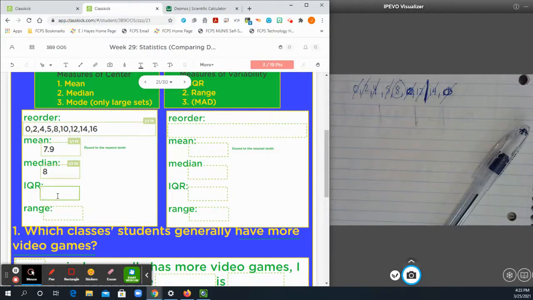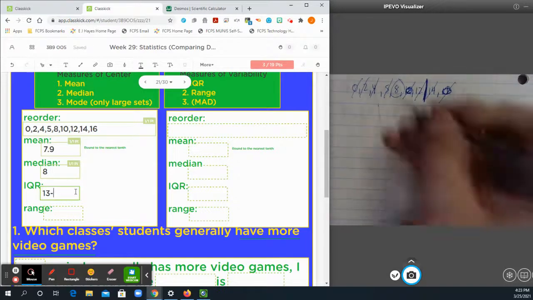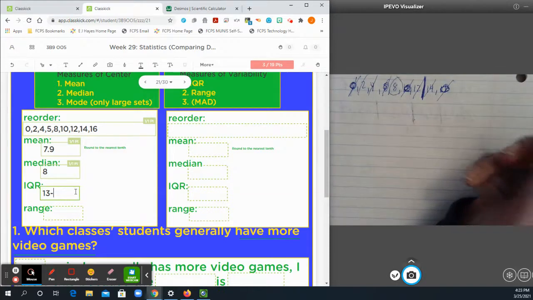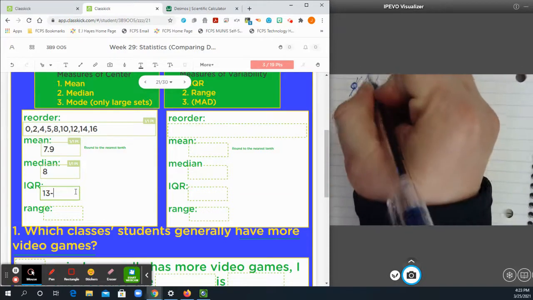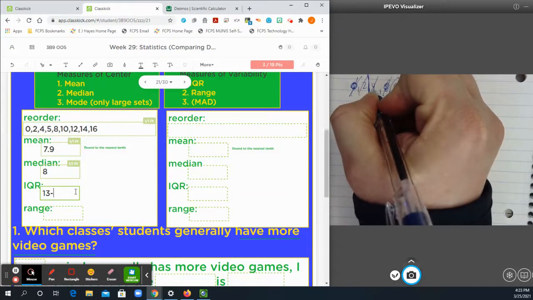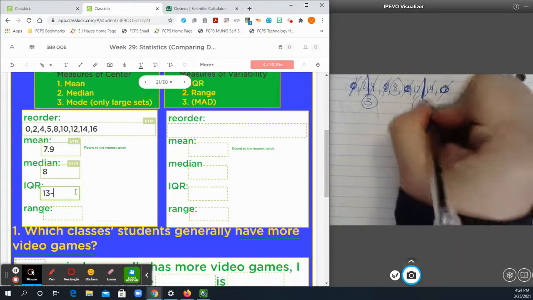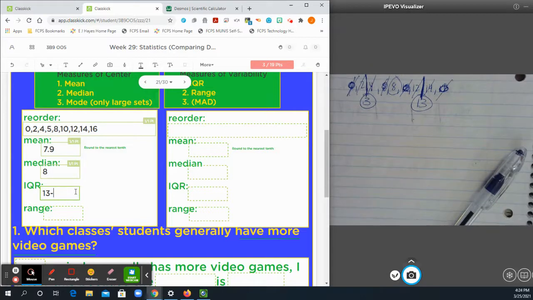But in this case, it's going to be 13. Then for Q1, I have to take off 0, take off 5. That leaves me at 2 and 4. 2 plus 4 is 6. 6 divided by 2 would be 3. So I've got 13 and 3. So I do my Q3 minus my Q1. 13 minus 3 is 10.